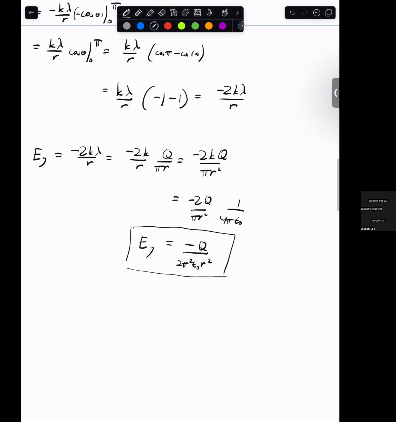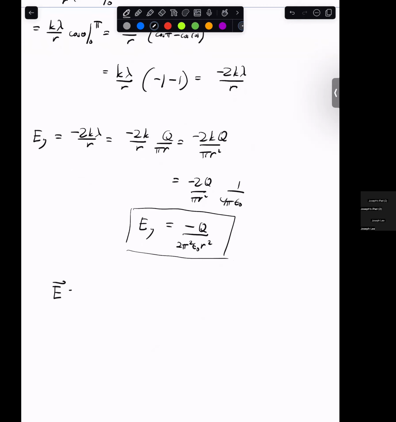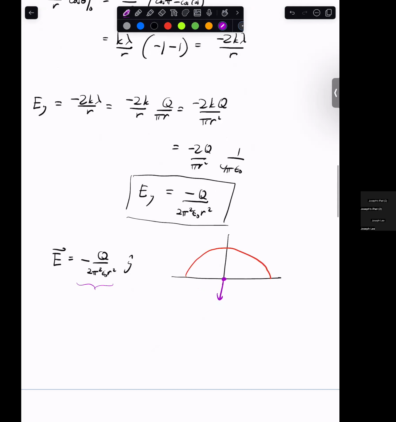So then the net electric field, because it needs to be a vector, is minus q over 2 pi squared epsilon naught r squared in the y hat direction. So we should gut check this and make sure it makes sense. Let's assume that q is positive. If q is positive, the net electric field should be downward. And in this case, this quantity does exactly that. So net field is downward. And this is how you solve the arc charge problem.